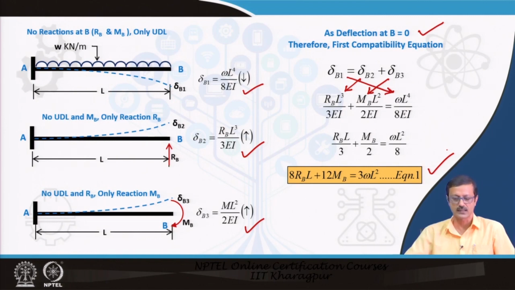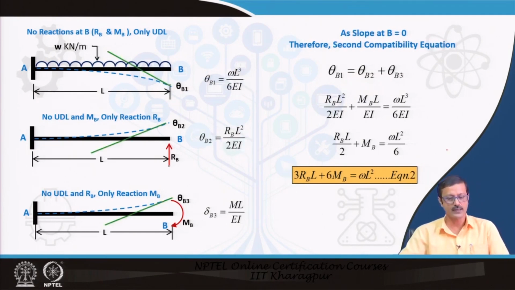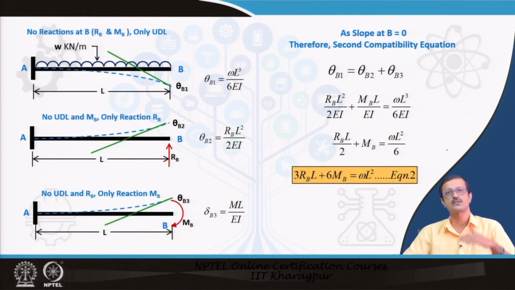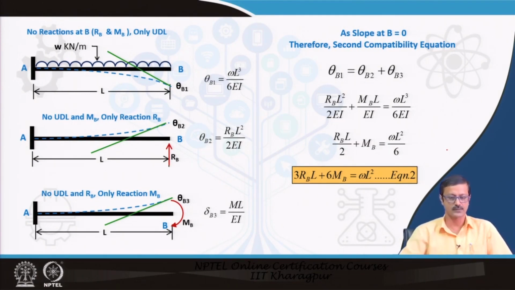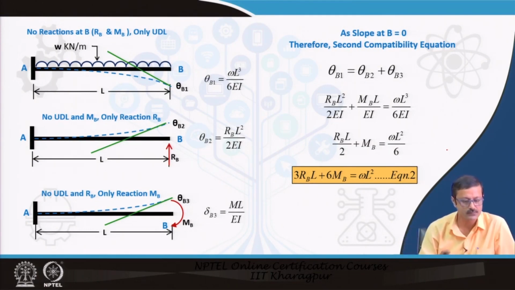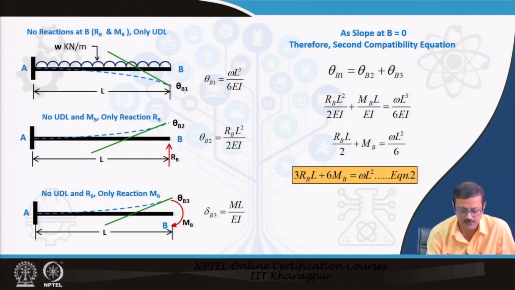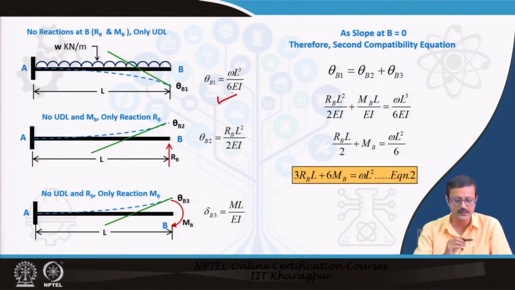I have to search for another equation, and that is required because there are two unknowns, so two compatibility equations are required. Next, in the same way, I find the slope at the end B, because the support B is fixed. The fixed support does not have any kind of slope, it is straight, no slope will be encountered at the fixed end. So, again because of the UDL at the free end, I have found the slope as theta B1.